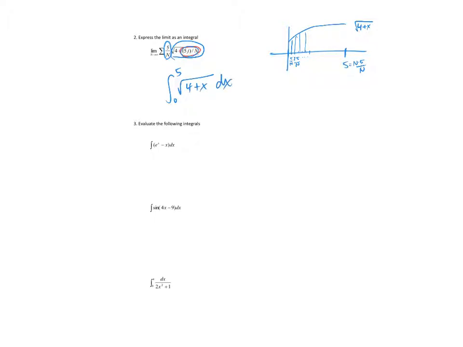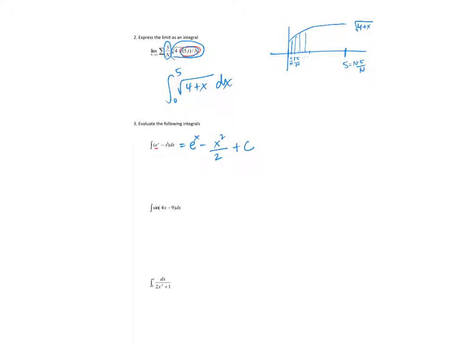So for the next one, I want to evaluate these integrals. And so what you can do is you can think about a function that has e to the x as its derivative. And so I know that e to the x has e to the x as its derivative. So e to the x would be the integral of that. And then for x to the first, I'm going to add 1 to the power, so I'll have x squared over 2, and then plus c.